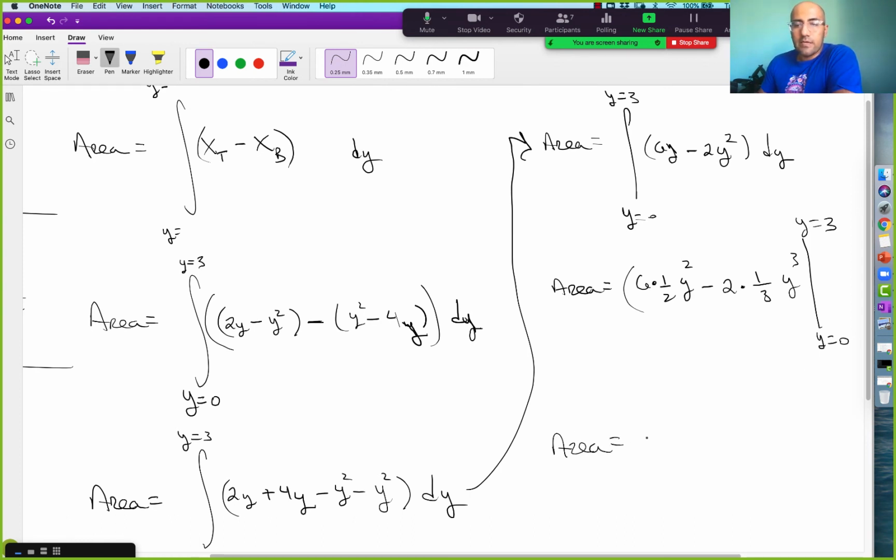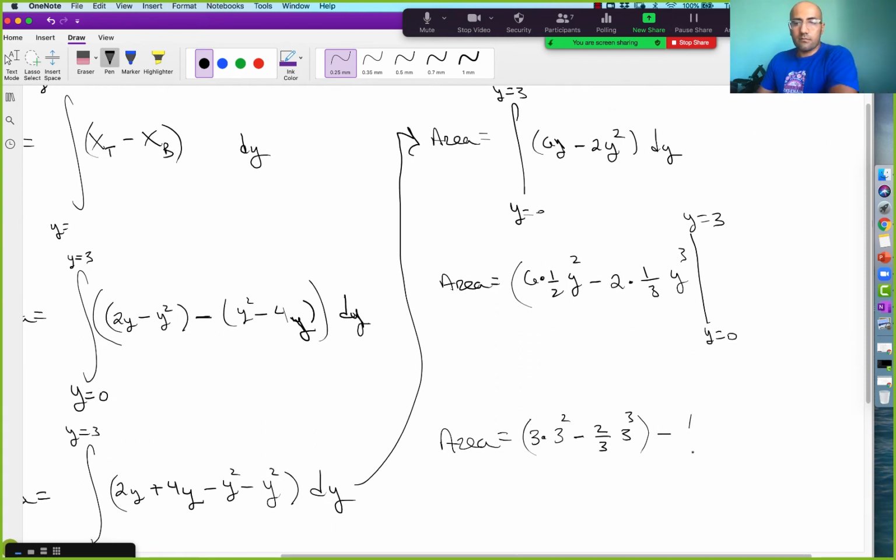So the area is going to be equal to 3 times 3 squared, minus 2/3 times 3 to the third power, minus 3 times 0 squared minus 2/3 times 0 cubed. Right, and of course this whole back part becomes 0.